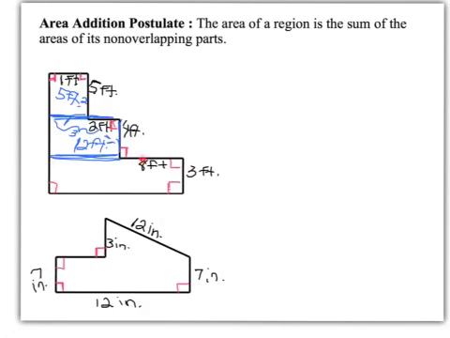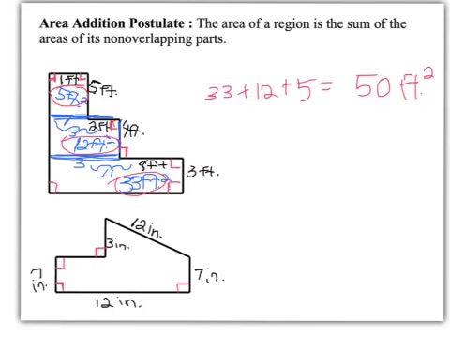Finally, we have this rectangle. If this piece is 3, then this piece must also be 3, and this piece is 8. So 8 plus 3 gives us 11 for the whole side. 11 times 3 gives us 33 square feet. So we have 5 square feet, 12 square feet, and 33 square feet. The area addition postulate says that we can now add 33 plus 12 plus 5, and this gives us our final area of 50 square feet.